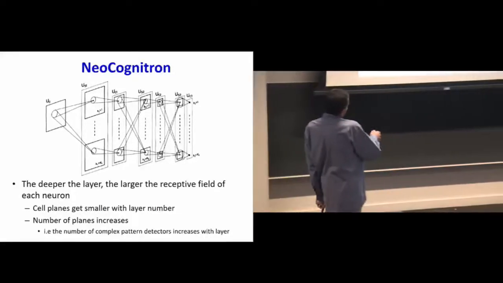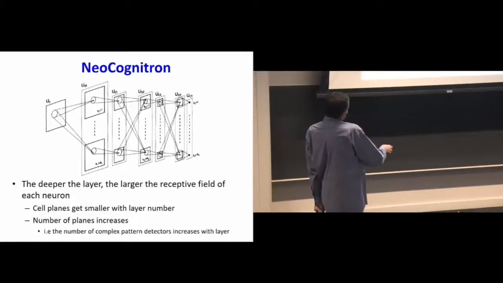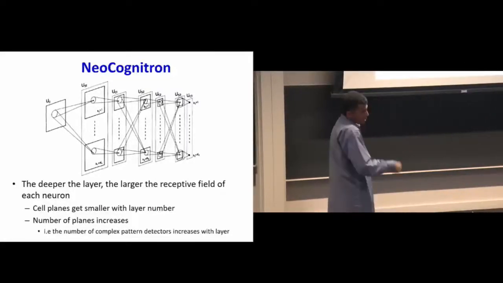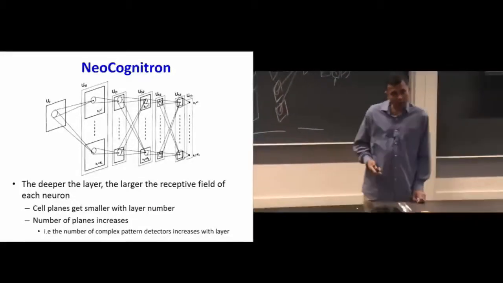Also, as you go down here, the height of this plane keeps increasing, meaning if you have a certain number of S planes over here, S groups over here, the number of S groups out here is going to be larger than in the previous layer. And this keeps increasing as you go down the model.